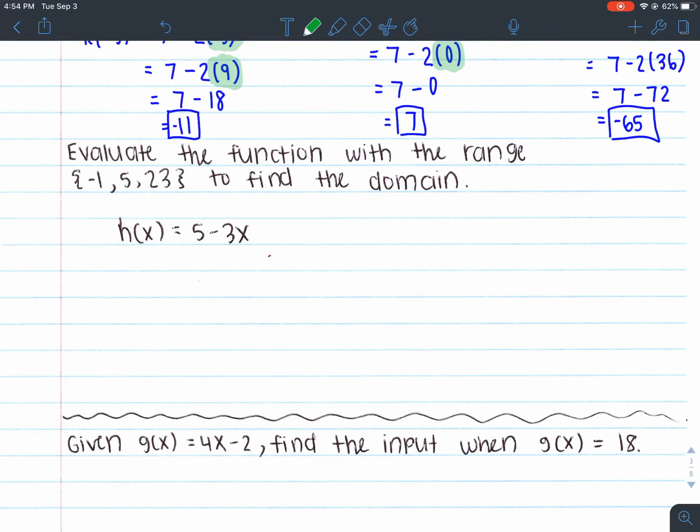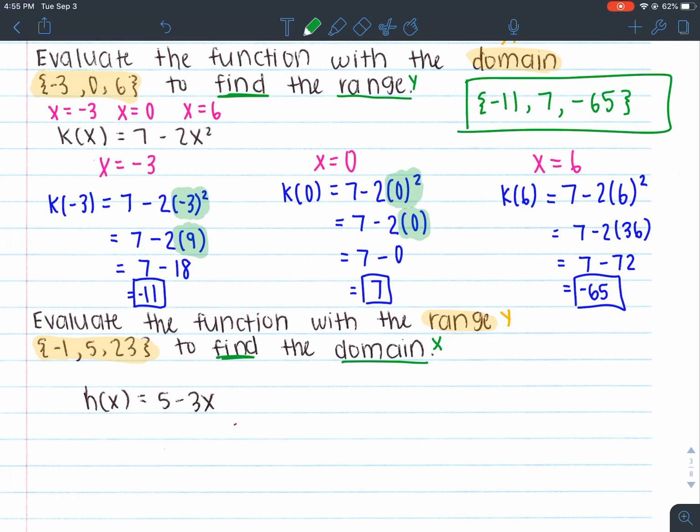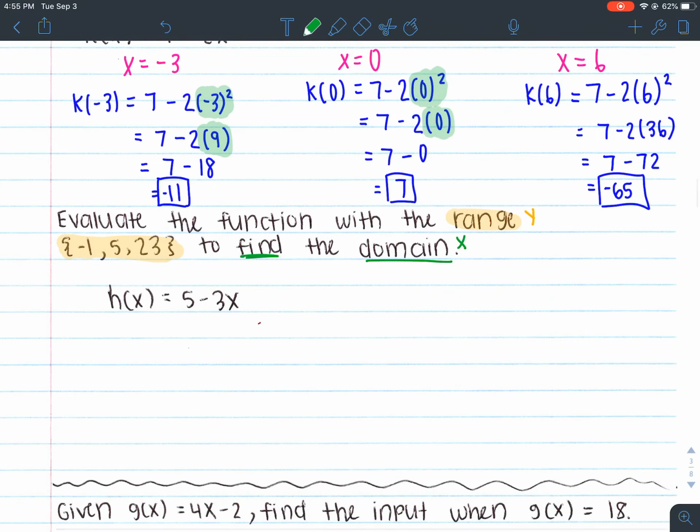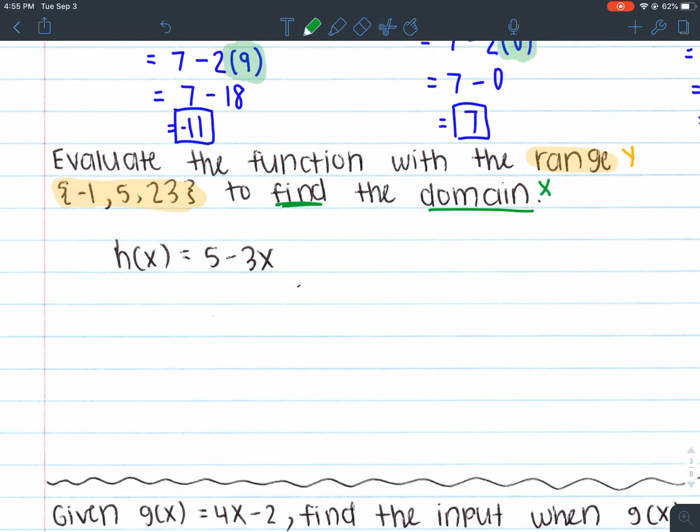All right, the next problem is: evaluate the function with the range negative 1, 5, 23 to find the domain. So this time, it gives me the range, and range is what? Ranges are y values. And then it wants me to find the domain, which is x values. So this is the opposite of what the last problem was. The last problem said find the range. This one says find the domain. So you want to make sure that you're reading very carefully, because the math isn't too bad. It's the fact that we sometimes read the wrong stuff and then we do it wrong.